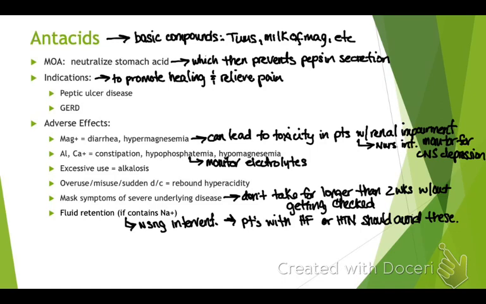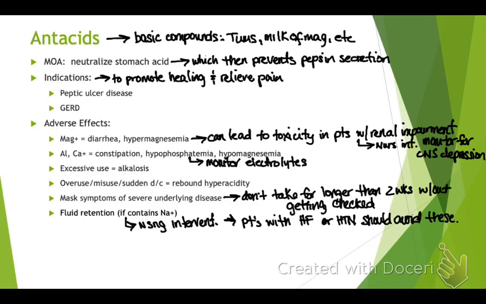As for indications, we want to help to promote healing and relieve pain. We're neutralizing that stomach acid because it's overproduced and it's causing irritation and inflammation of the stomach wall. So this will help to promote the healing. We treat peptic ulcer disease with this. We treat GERD. Adverse effects that you will see: magnesium will cause diarrhea or hypermagnesemia. So it can lead to toxicity in patients with renal impairment.